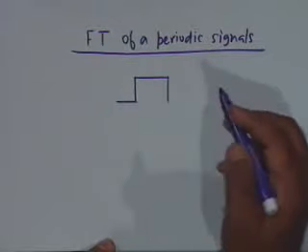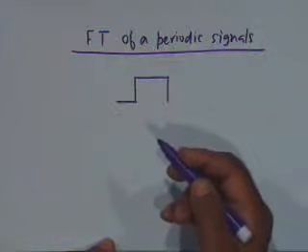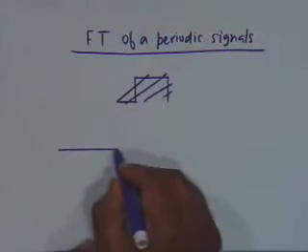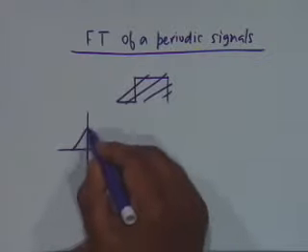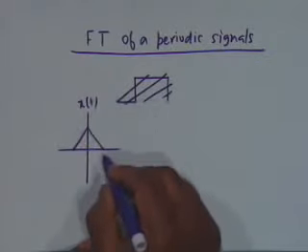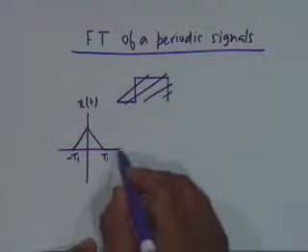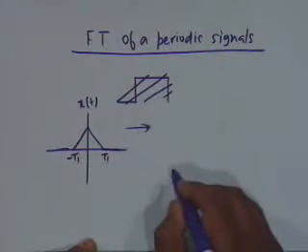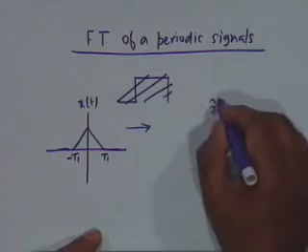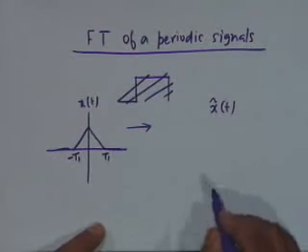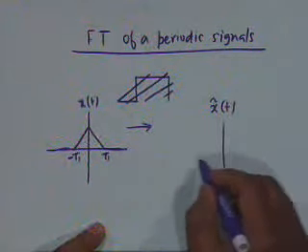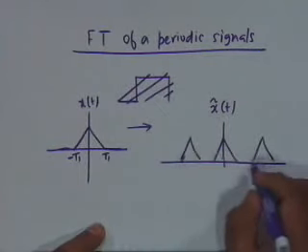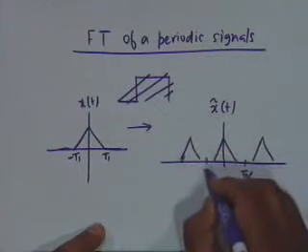No, I don't have to. We took a general x of t, alright. Not necessarily rectangular. Let's say we have an x of t which is like this. X of t exists between minus t1 and plus t1, and it is 0 everywhere else. Then from x of t, if you recall how we proceeded, we create a periodic function, x tilde of t, which is a periodic repetition of the same waveform. This is t0 by 2 and minus t0 by 2.